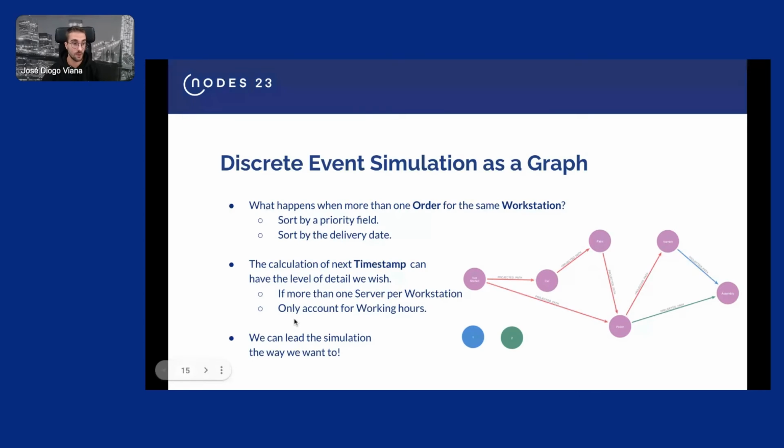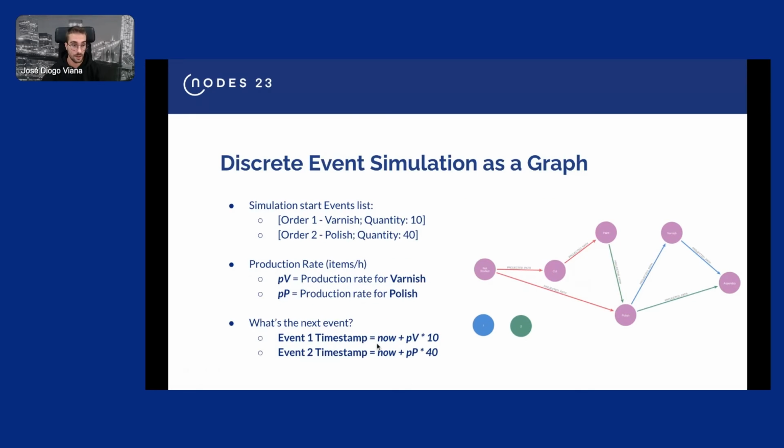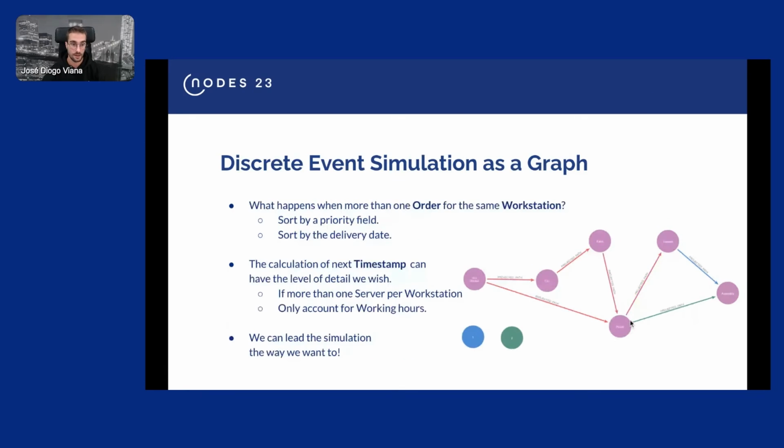And also we can account for working hours. For example, if we only work 9 to 5 in our workshop, and our timestamp calculation is giving us that this will be at 6 p.m., then it's 1 hour overtime, and we can just move it to the next day. And instead of saying, okay, this next event is at 6 p.m., it will in fact be at 10 a.m. because it's 1 hour plus in the morning. The fun part here is that we can lead the simulation the way we want to.